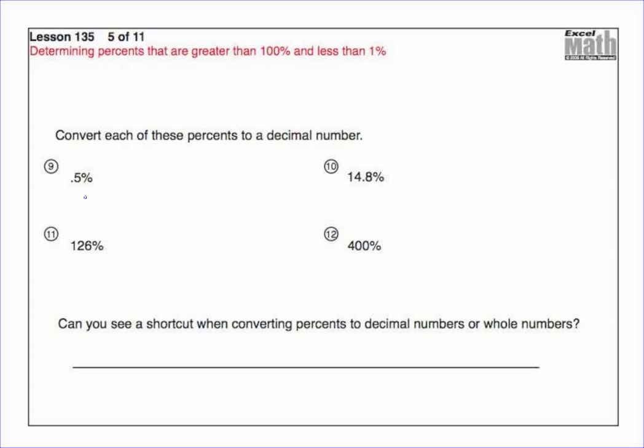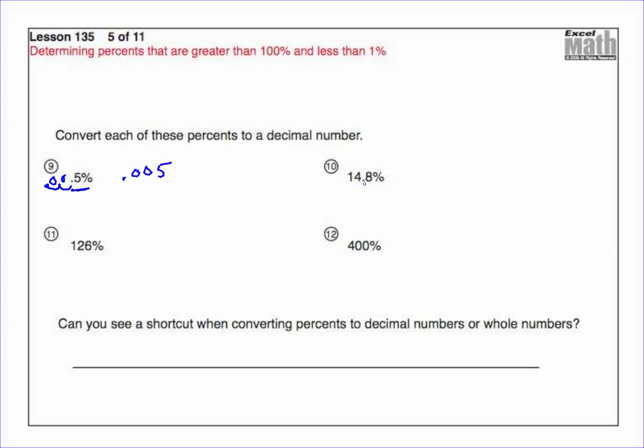So 0.5%, move the decimal point over 2 spots and add some zeros in, and this is equal to 0.005. Not a whole percent, 0.5% is a half of a percent. This is equal to 5 thousandths. All right, go ahead and pause the video and do 10 through 12.